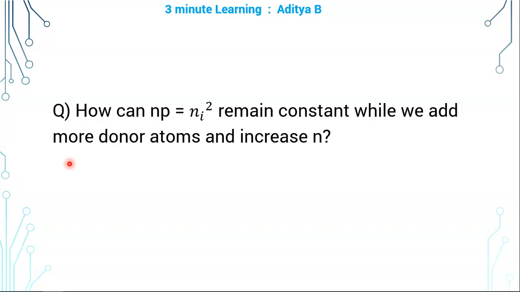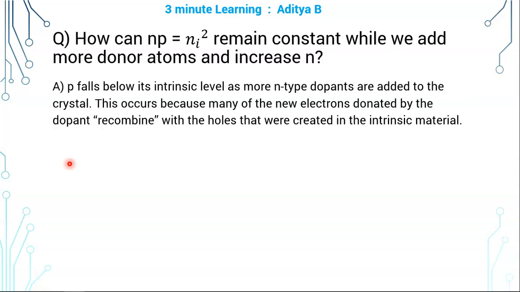How can n into p equal to ni square remain constant while we add more donor atoms and increase n? P, that is the concentration of holes, falls below the intrinsic level as more n-type donor dopants are added to the crystal. This occurs because many of the new electrons donated by the donor atom recombine with the already existing holes, which were created due to the thermal excitation or due to the room temperature.